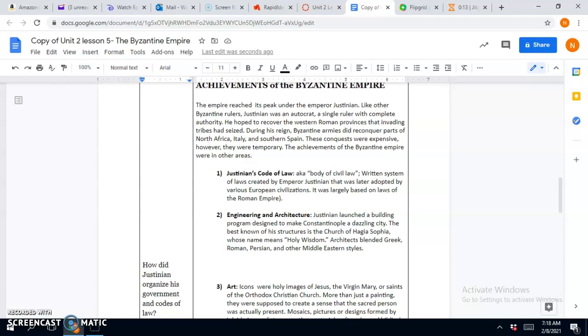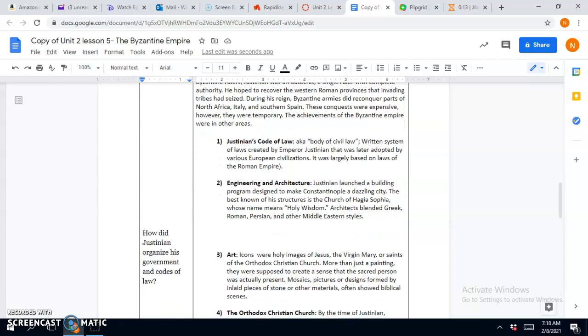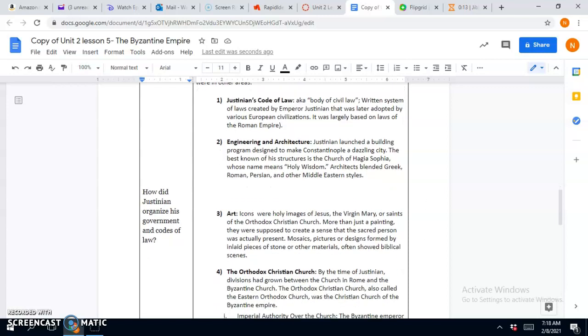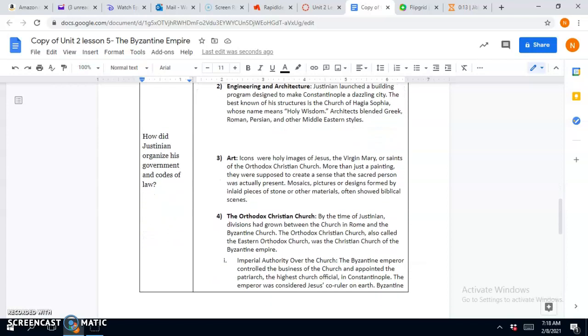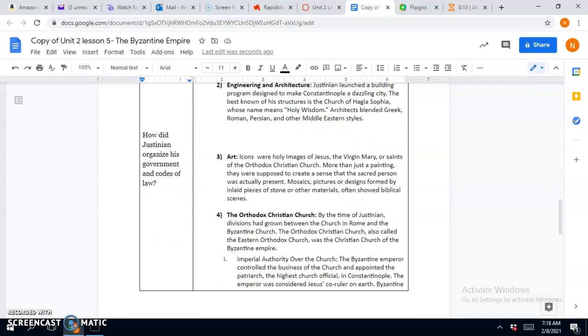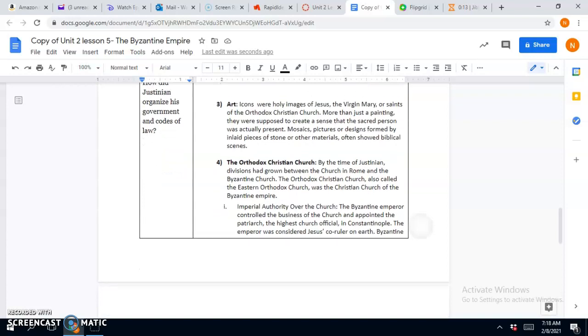His code of law, the Justinian Code. Remember that. Engineering and architecture: the Hagia Sophia is the name of this huge church he built for Theodora, his wife. It is beautiful. Make sure you go to the online textbook so you can see pictures of it. It's great. I'll do that in class. You have the art, the icons of Jesus and the Virgin Mary, and then you have the Orthodox Christian Church.